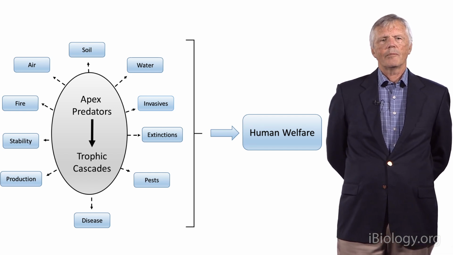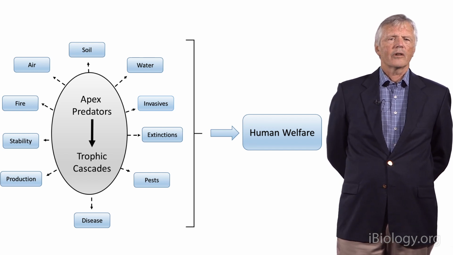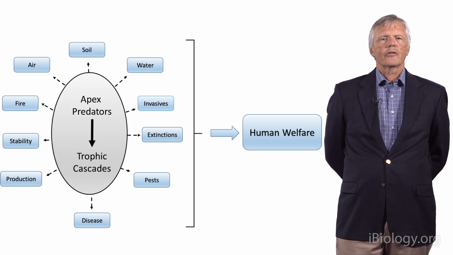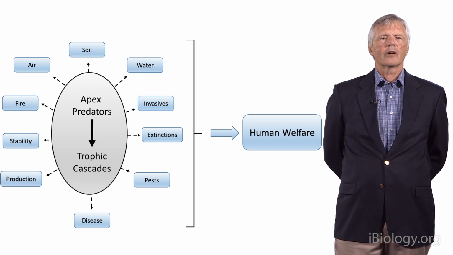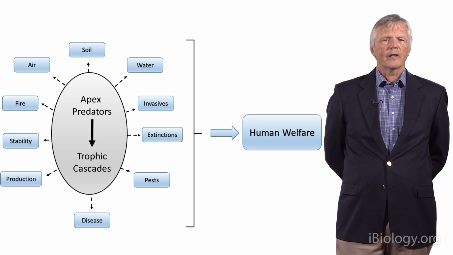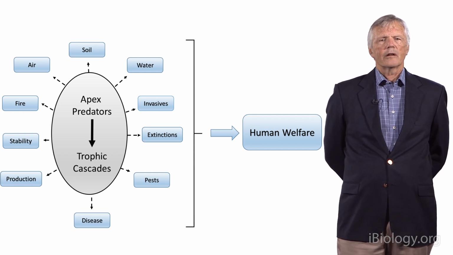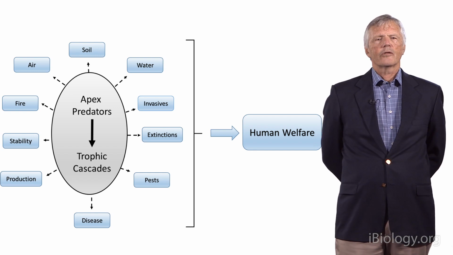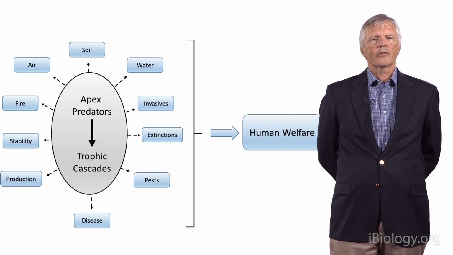So starting from the top and working your way around, and some of this you've already seen examples of, we see impacts of apex predators on soil quality. We see impacts of apex predators on water quality. We see impacts on disease. We see impacts on fire. We see impacts on the atmosphere. We see ecological impacts of apex predators on other elements of the ecosystem that spread very widely to other physical and biological elements of nature that we live in.